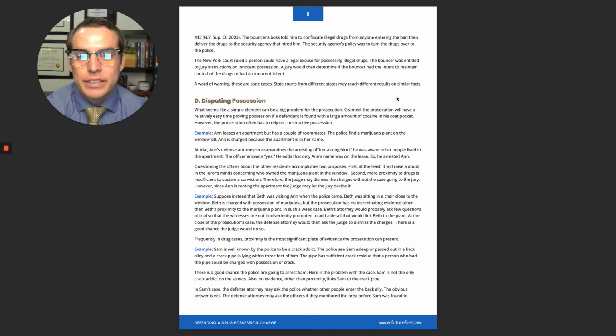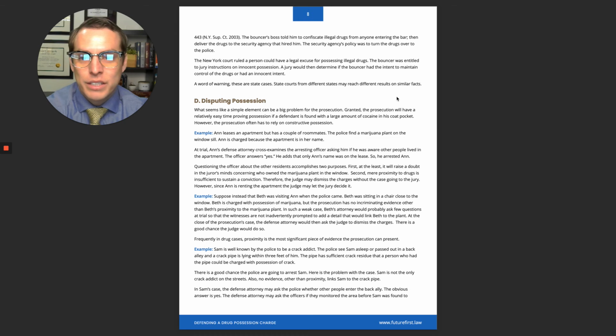Example, Anne leases an apartment but has a couple of roommates. Back to one of the examples I was explaining. Police find a marijuana plant on the windowsill. Anne is charged because the apartment is in her name. At trial, Anne's defense attorney cross-examines the arresting officer, asking him if he is aware that other people live in the apartment. The officer says yes. He added that only Anne's name was on the lease, so he arrested Anne. Questioning the officer about the other residents accomplishes two purposes.